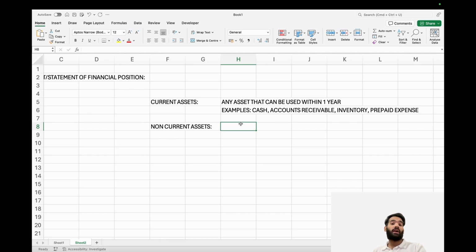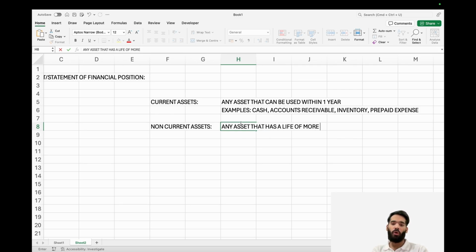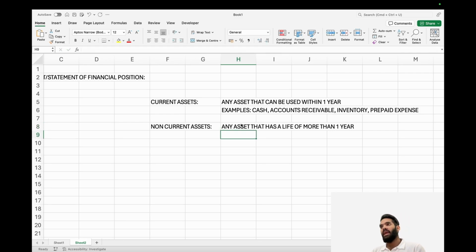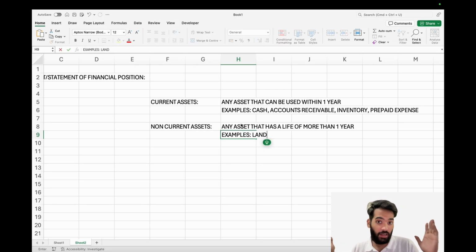Now we are going to move on to the non-current asset. Non-current asset is any asset that has a life of more than 1 year. So that means any asset that usually lasts for more than 1 year is a non-current asset. So what would the examples be? Land, of course, land has unlimited life, right? It will be there from now to the end of the world. So we have land, we have buildings, which usually last, it depends on what kind of structure it is, but it can last from 80 years to 200 years, right? So buildings obviously last for more than 1 year.